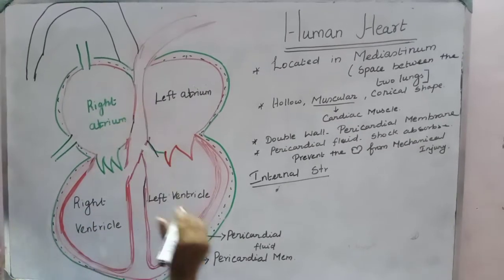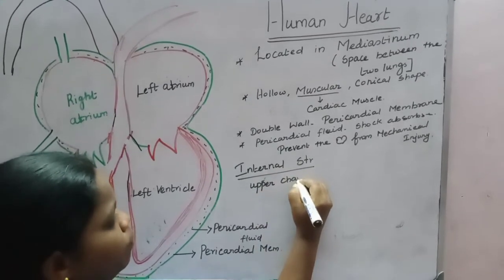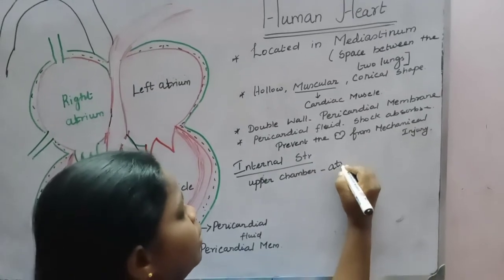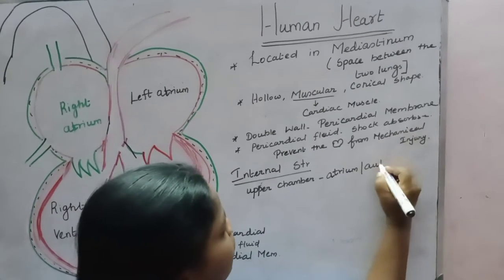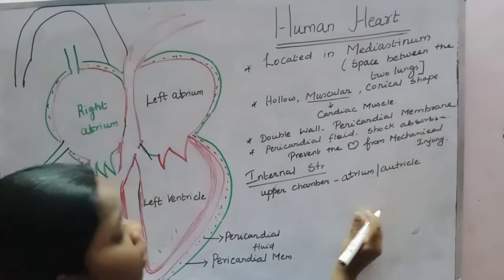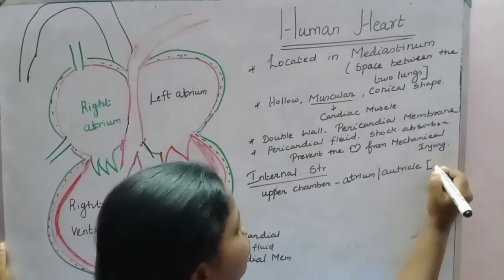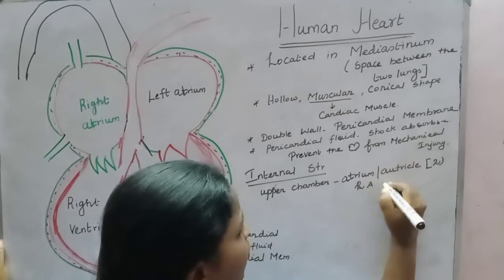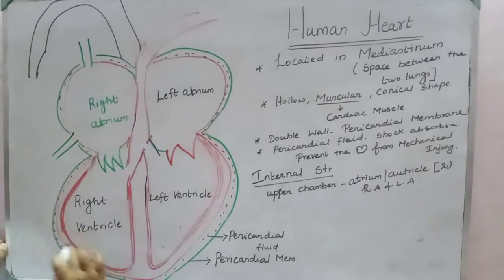The upper chamber is called the atrium. Atrium or auricle, both are the same. How many atria or auricles are there? Two atria. One is the right atrium and the other is the left atrium.